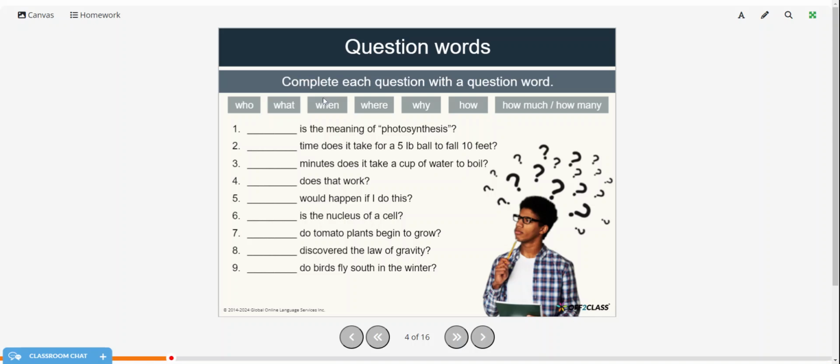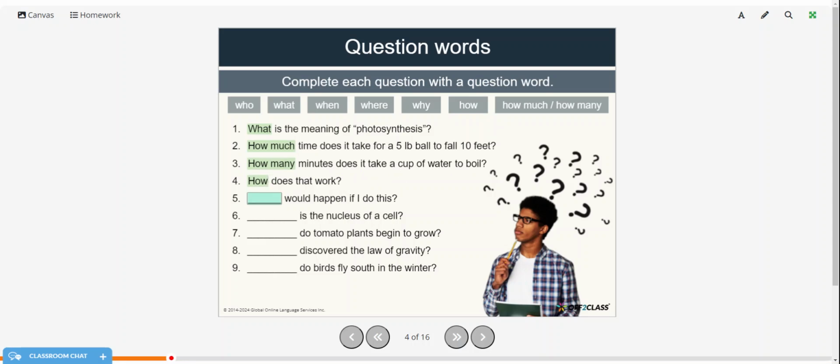So now see if you can complete each question with the correct question word. Again, you can pause the video and try these on your own and then restart when you're ready to check your answers. So number one, we would say, what is the meaning of photosynthesis? How much time does it take for a 5-pound ball to fall 10 feet? How many minutes does it take a cup of water to boil? How does that work? What would happen if I do this?